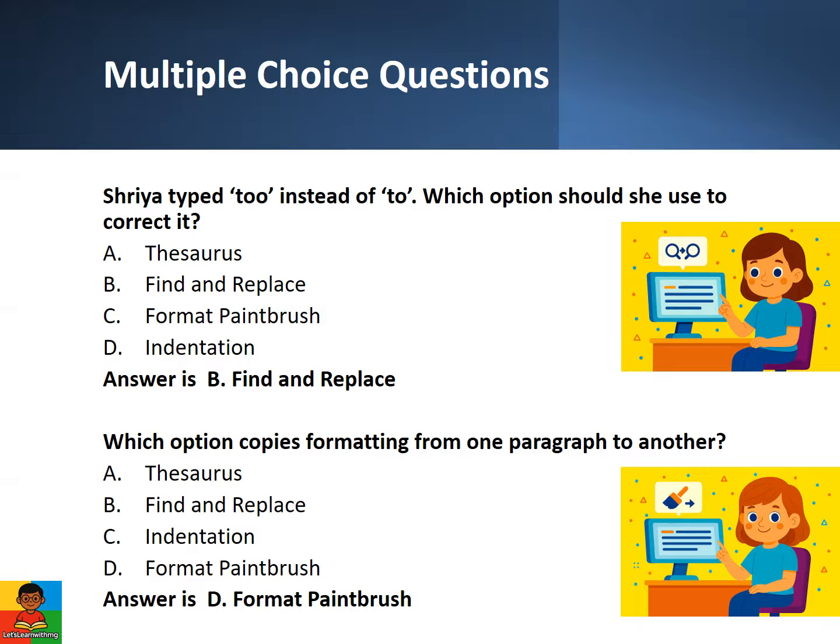Question 12. Which option copies formatting from one paragraph to another? A. Thesaurus. B. Find and replace. C. Indentation. D. Format paintbrush. The correct answer is D. Format paintbrush.